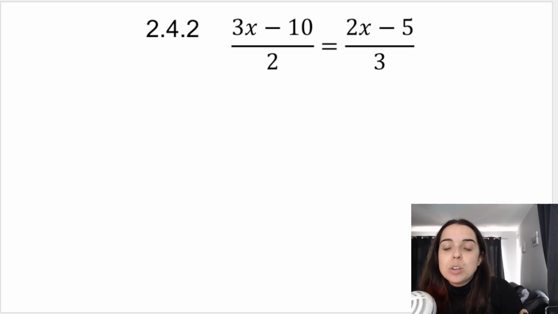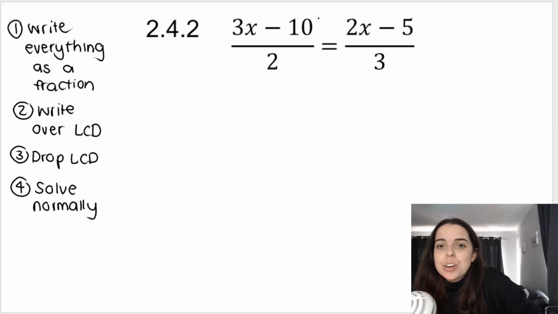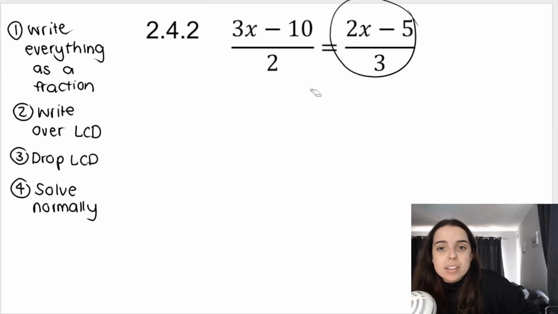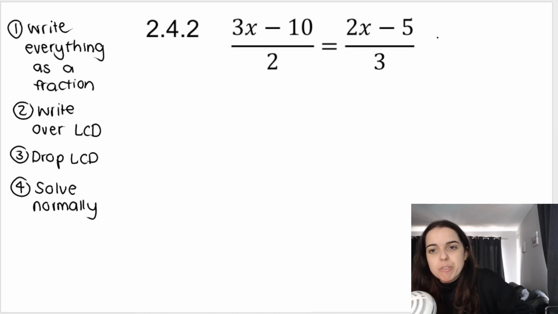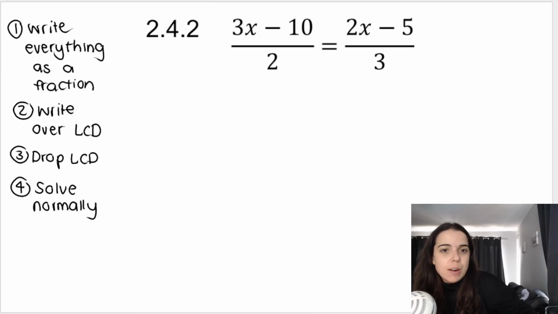2.4.2 is what I like to call equations with fractions. And when you have equations with fractions, you need to follow the following steps. First off, write everything as a fraction. So here's a fraction, here's a fraction. That step is already done for us. However, in some sums, they might say, for example, they might add like a plus 5 over here. Then you would just have to write it over 1. So we need to write everything as a fraction. Okay, but in this case, that's done for us.